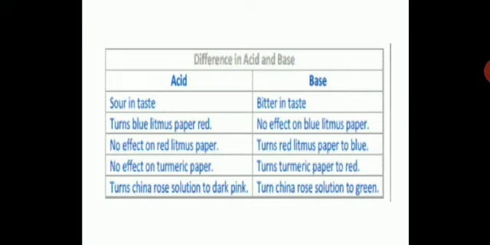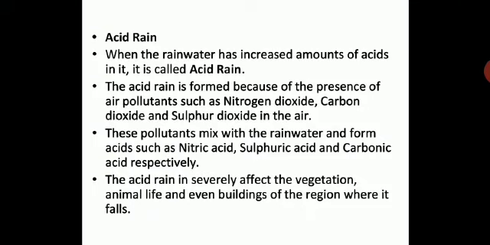Acid turns China rose solution to dark pink, whereas base turns China rose solution to green. So these are the major points of difference between an acid and a base. These are the distinct points of difference. I hope you will have taken down this table, made the columns, and please do write these points of difference between them. Let us see what is acid rain.